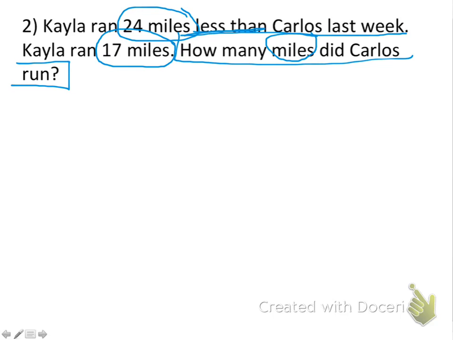Okay, let's look at our question. How many miles did Carlos run? In this situation, it's asking about miles. So I'm going to write a let statement saying let m represent the number of miles Carlos ran.